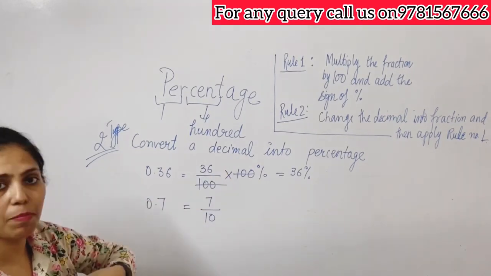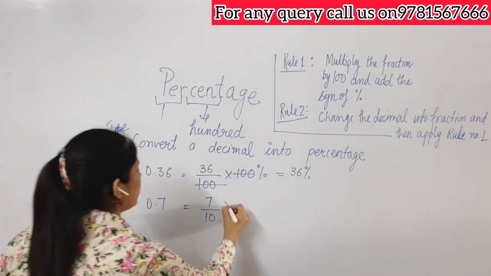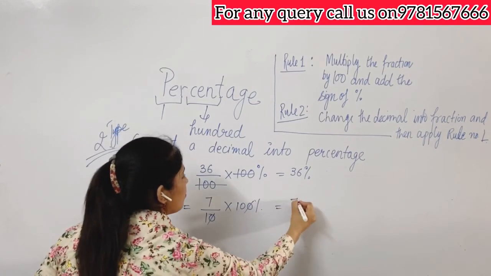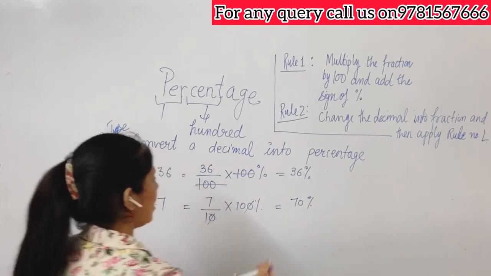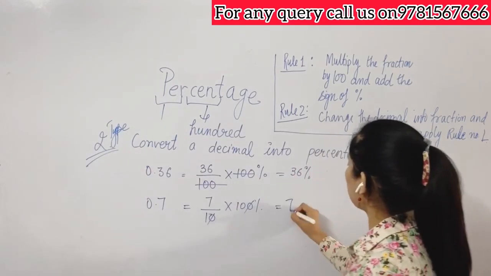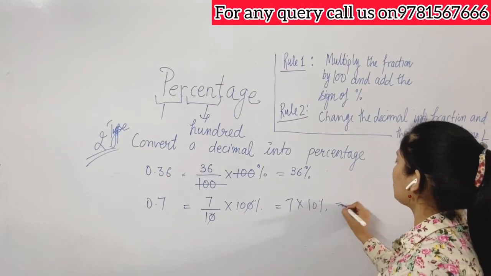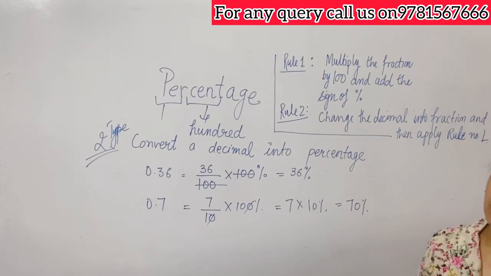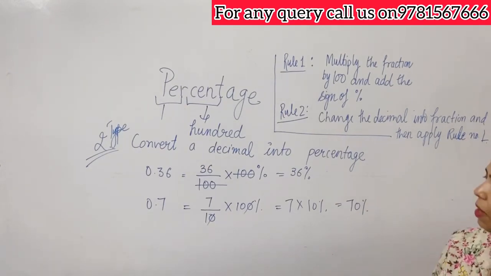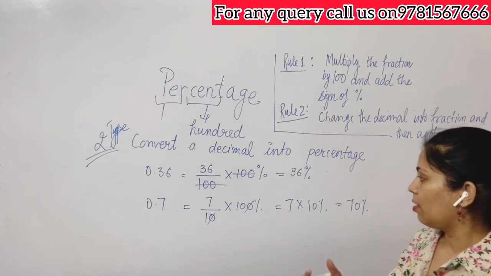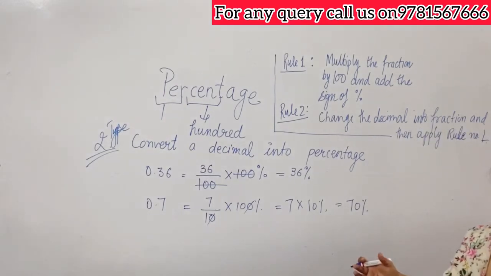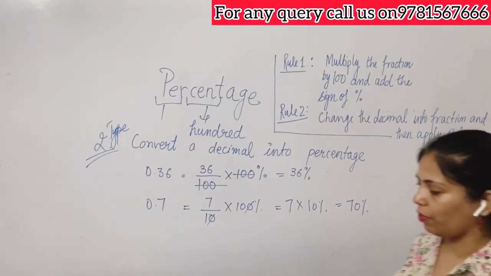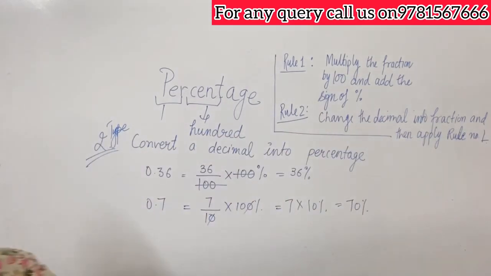Now what is the next step? Multiply it by 100 and add the sign of percentage. Done? 0 से 0 कट गई, 70%. I have forgotten to write the second step. What is the second step? 7 into 10%, and the answer is 70%. Don't forget, don't miss any steps. Each step gives you the marks. Okay, so the marking scheme is according to our steps. If it is a 1 mark question, half mark for here, half mark here, and then you will get the full 1 mark. So don't miss the steps.